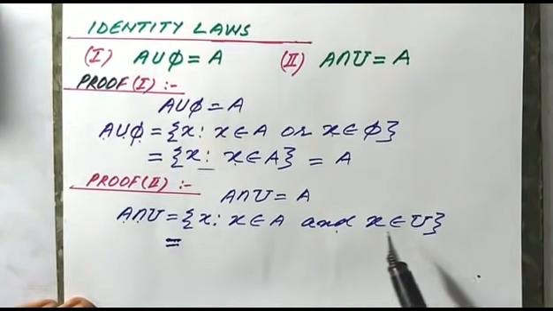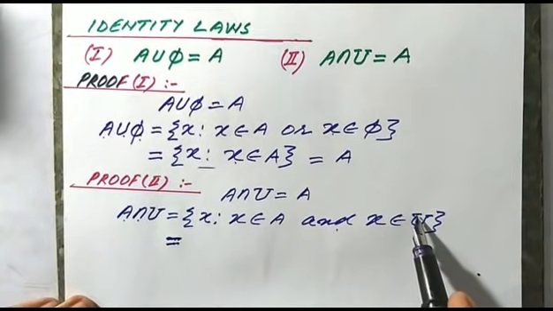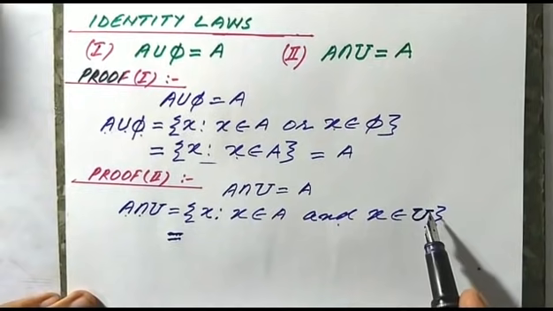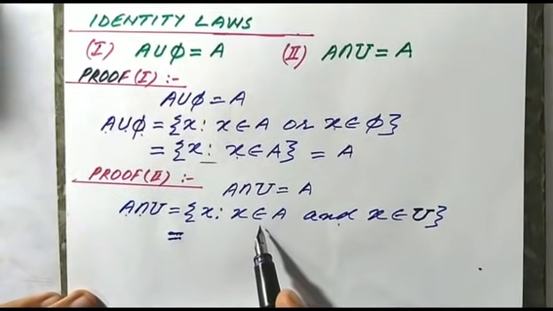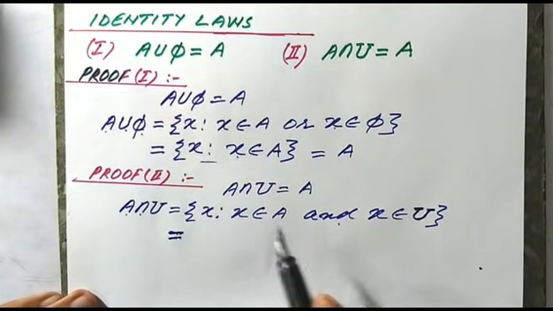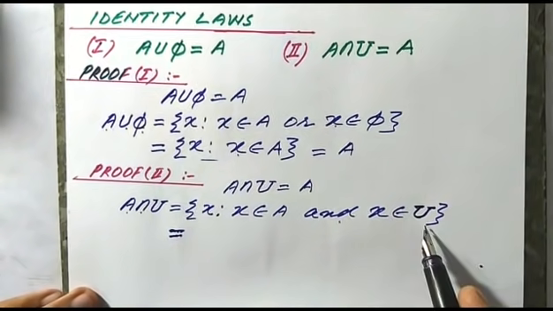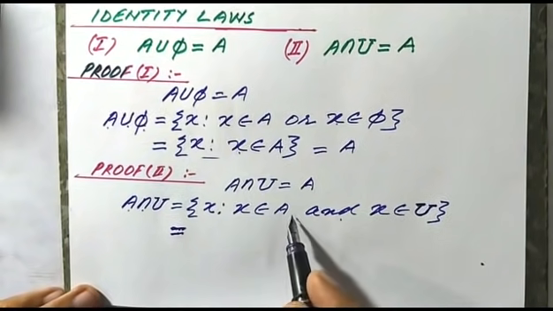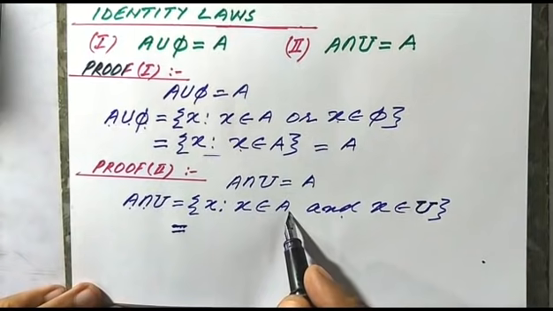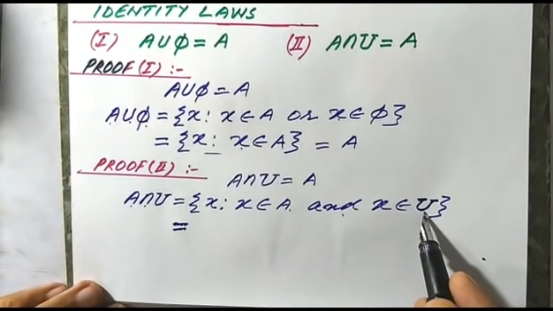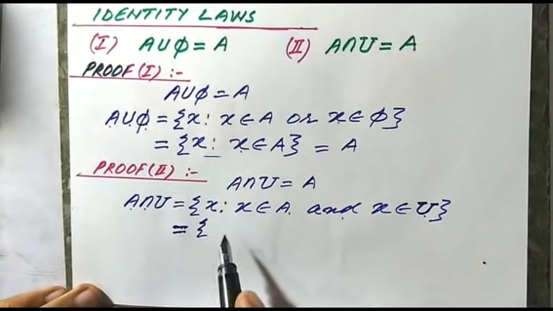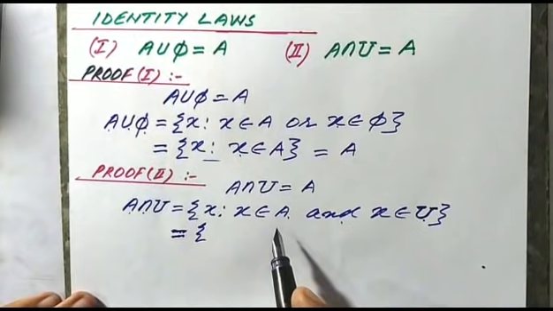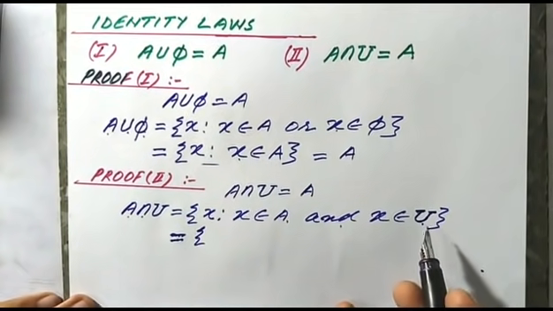And since the universal set must have all the elements of A, and there may be some other elements which are not in A, if an element belongs to both of these two sets, that is belongs to A and belongs to universal set, that must belong to A, because A as a whole is contained by the universal set.